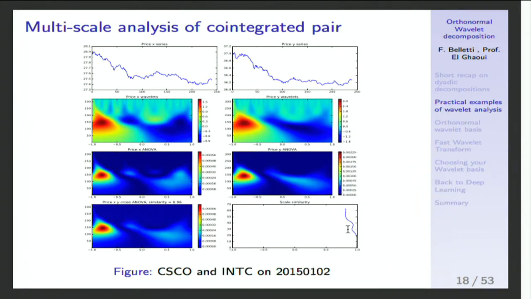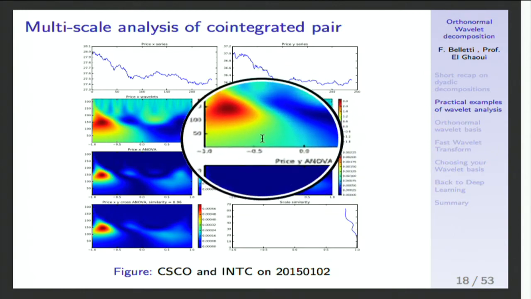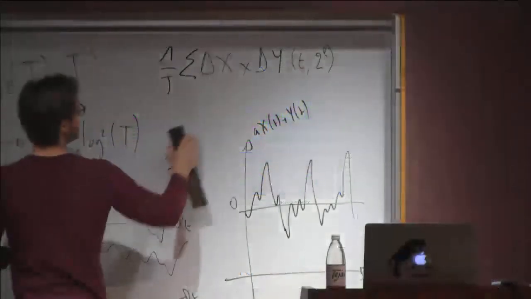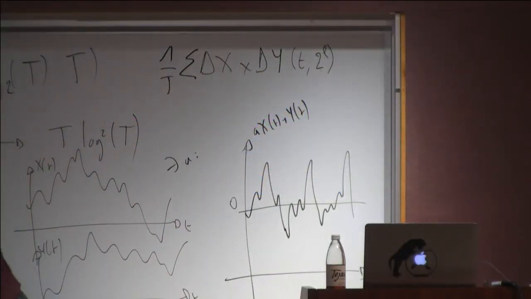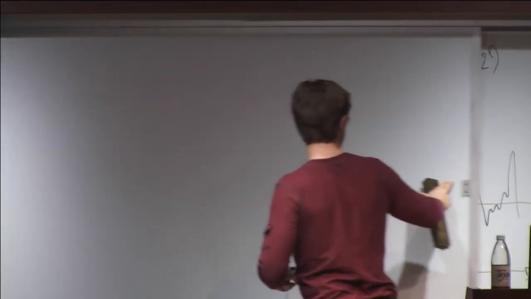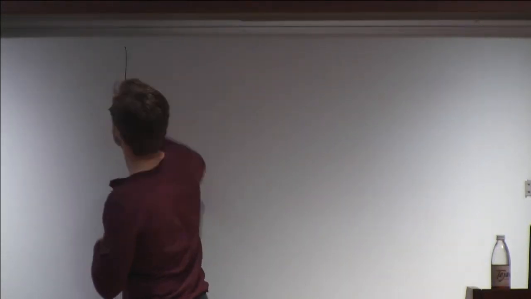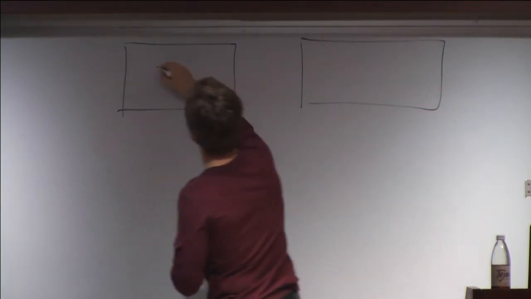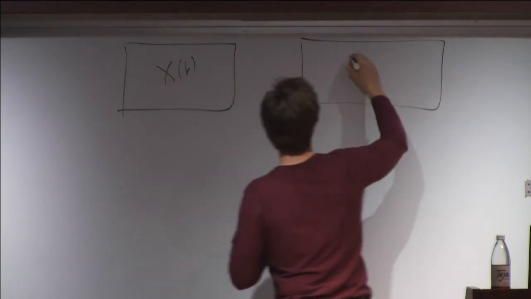Sorry, I'm still not clear on what the second row is. Which one? This one? The third row. Third row? So the third row, sorry. So, all right. So I have my time series. So here I have x of t and y of t.